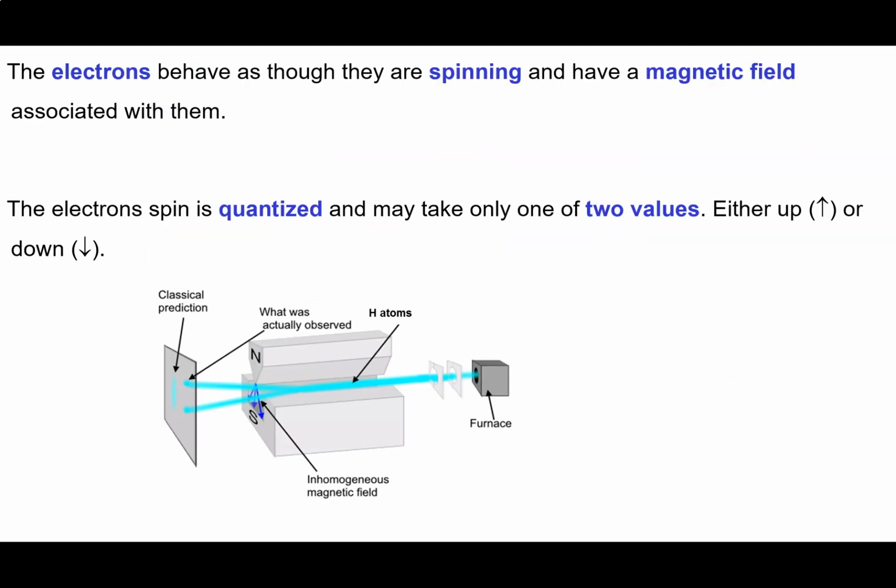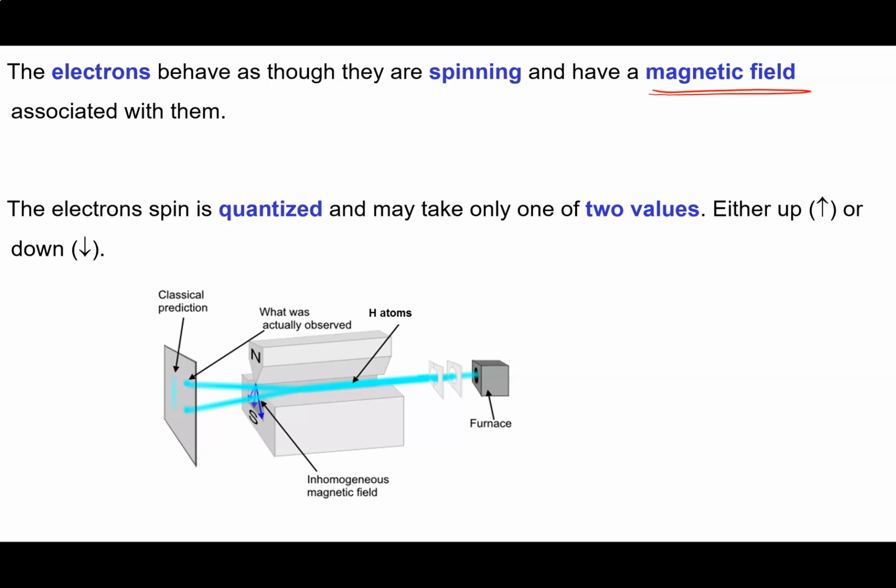Okay, now I said that there were 4 parameters needed for the Schrodinger quantum mechanical model. We've only described 3 of them: the shell, the subshell, and the orbital. So what is the 4th parameter that's needed to describe how electrons are organized in atoms? Well, it was recognized through an experiment called the Stern-Gerlach experiment, but you don't need to know about that, that electrons behave as though they are spinning. And when charged particles spin, it gives them magnetism. They end up with a magnetic field associated with them.